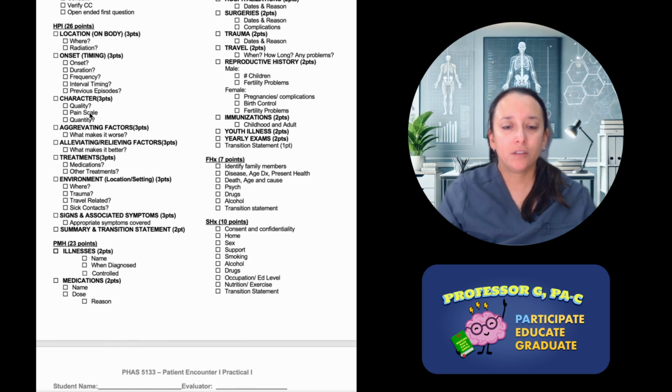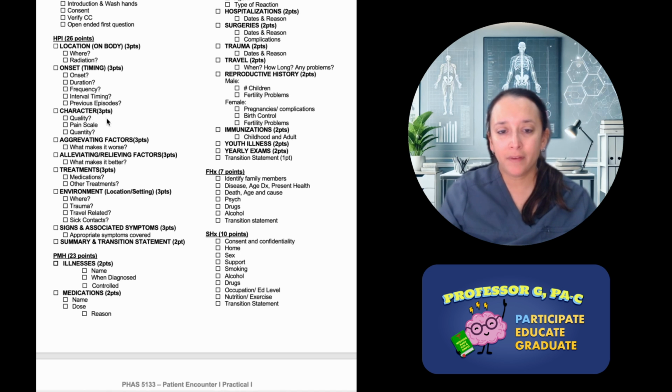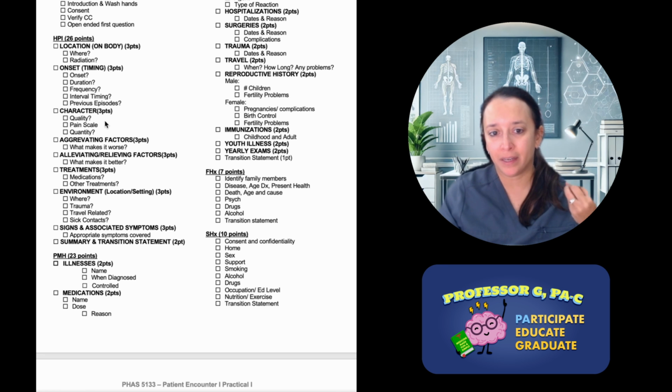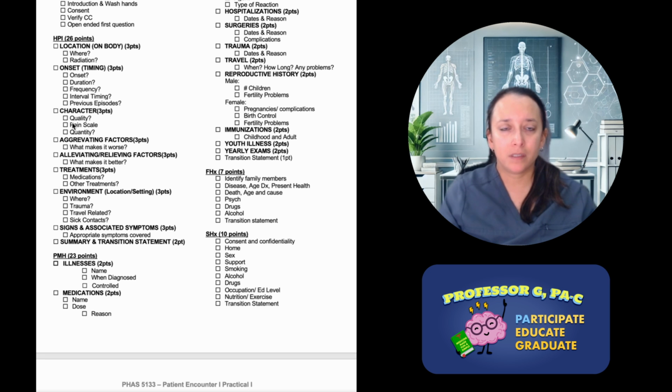Moving down to character. So the character, remember, we want to know about the quality of it, the characterization of it, whether it's sharp, dull, throbby, whatever. We need to know the quantity. And by quantity, I mean like if they're having episodes of something, how many episodes are they having? How often is it coming? And we also need to ask the pain scale. If it's not a pain related chief complaint, you could also ask about a severity scale, right? You could ask them from a scale from 1 to 10, 1 being not too bad, 10 being the most severe you can think of. How bad is your cough? How severe is your cough?